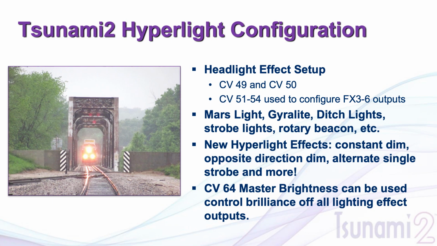Now in the Tsunami2, we have our Hyperlights. Now Hyperlight Effects is a harken back to our first product as a company over 30 years ago called the Hyperlight. This was the first processor-driven lighting module in model railroading. And this allowed you to select different lights like rotary beacons, gyro lights, Mars lights, all these different things. And especially on modern locomotives, you're going to see the alternating flashing ditch lights. Now with the Tsunami2, we've added some new lighting features, including constant dim, where you can adjust the brilliance using a CV. So things like number boards or truck lights, things like that, don't appear as bright as headlights on your locomotive.